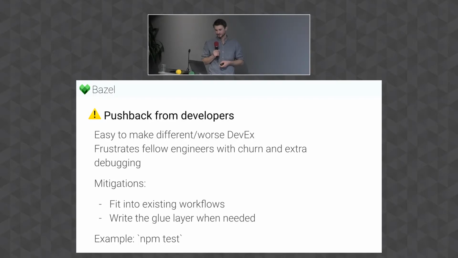To mitigate this, you can fit Bazel into your existing workflows, have a glue layer. So if your developers are typing npm test, you could have them keep typing npm test, and that would work just the same for them. Try and make it transparent.